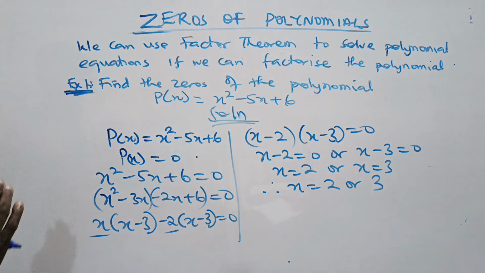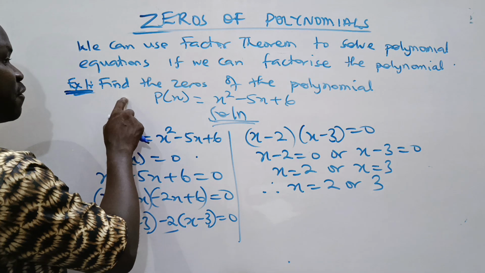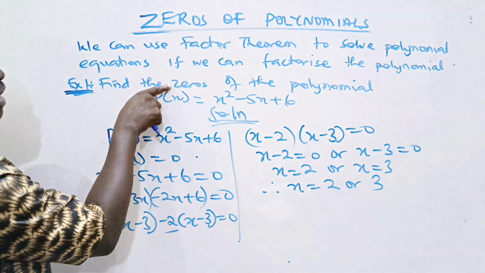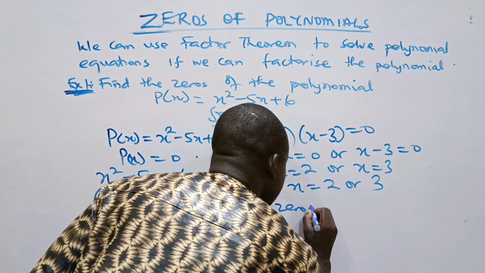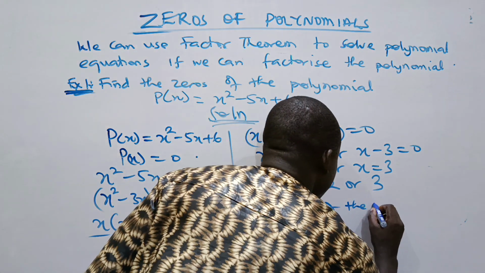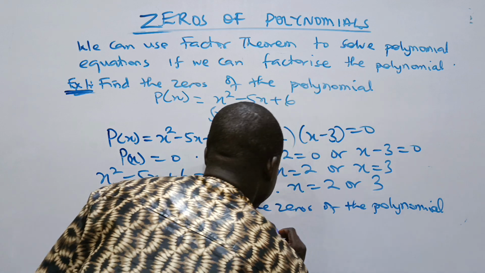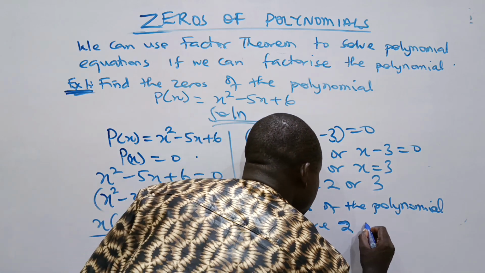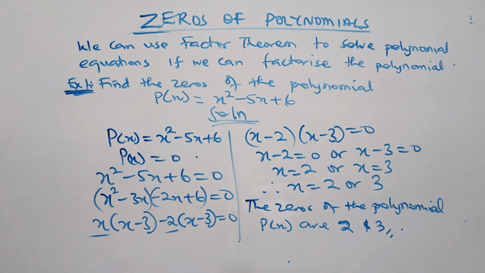So in this case, we have to find the zeros of the polynomial, and the only way to do that is to solve. The only way to handle this type of problem is to equate the polynomial to 0. In order to find the zeros of the polynomial, we now conclude that the zeros of the polynomial p of x are 2 and 3, and that's what we are asked to find.